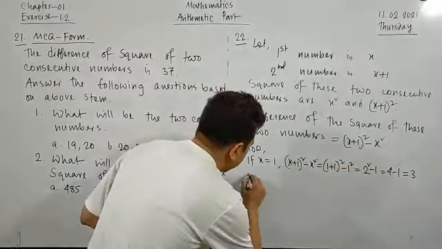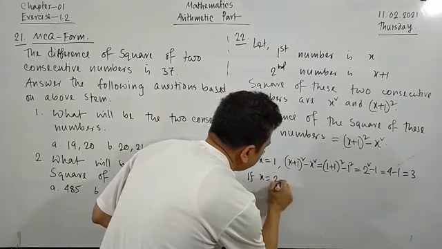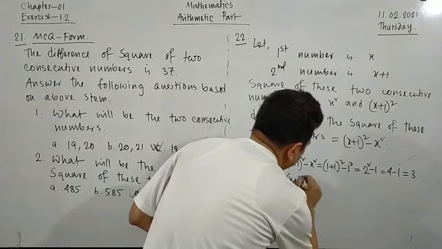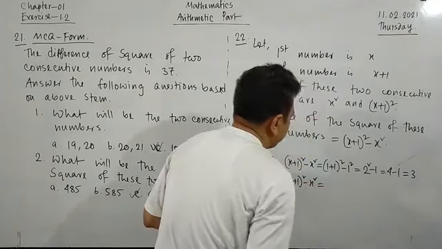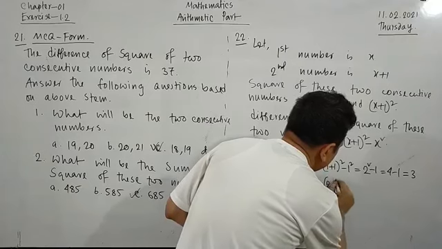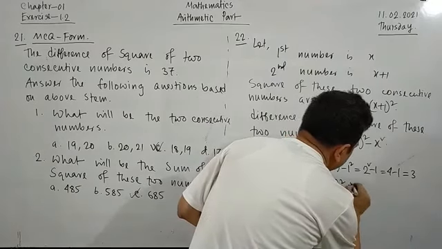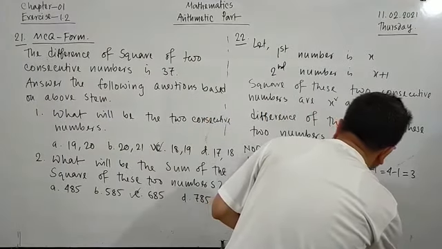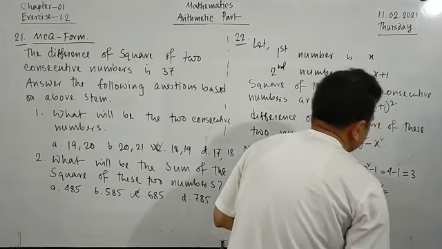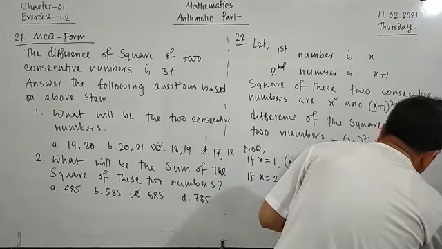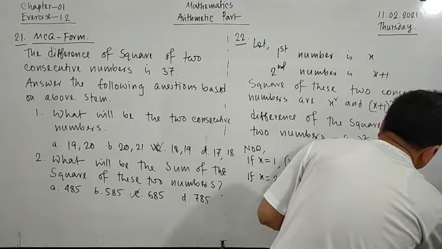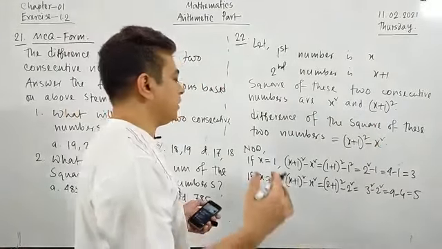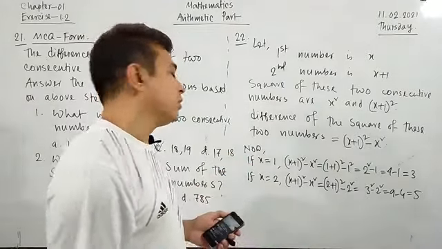Okay, so if x equals 2, then (x plus 1) whole square minus x square equals (2 plus 1) whole square minus 2 square. We can write 3 square minus 2 square equals 9 minus 4, which is 5. So that is also not a perfect square number. We are searching for a perfect square number, so one after one we have to go through.